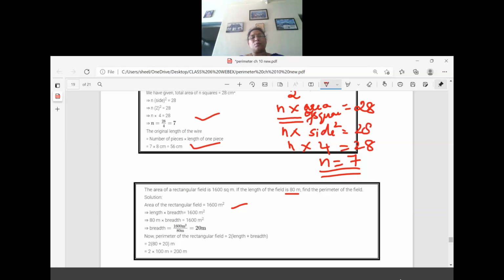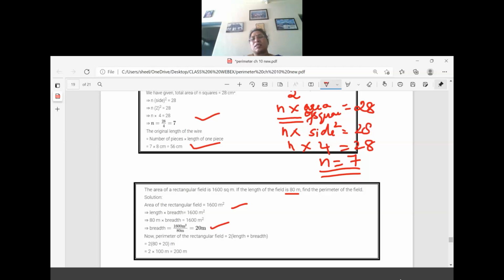Now length into breadth is equal to 1600, right? So 80 into breadth is equal to 1600. So breadth is equal to 1600 divided by 80. So we can calculate breadth: 20 meter only. So from the area that we have, we have calculated the breadth.